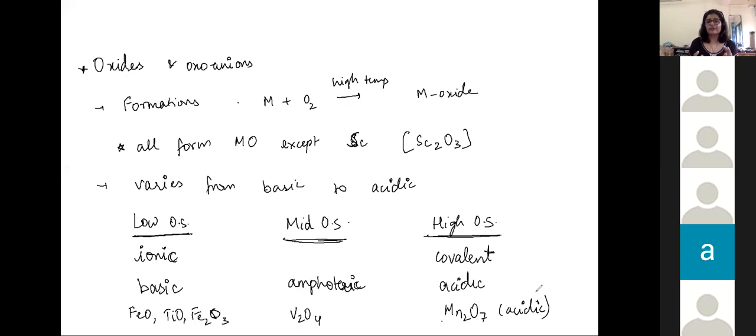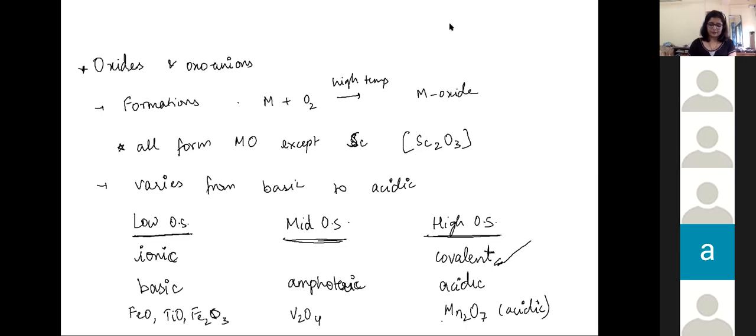Even V2O5, as the oxidation state goes higher, they start showing properties like covalent compounds. That also involves their melting points. V2O5 and Mn2O7 have really low melting points. Mn2O7 is a green, oily, acidic liquid.